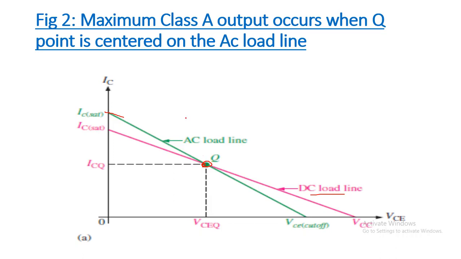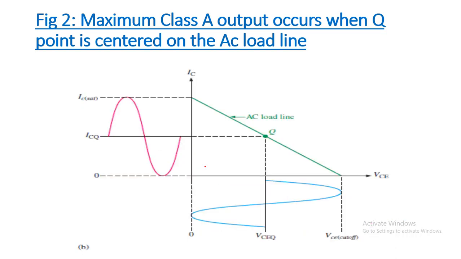So it means that this is the maximum class A output when the Q point is centered at the AC load line. Whenever this Q point is shifted in the upward direction or the downward direction, it always compromises on the efficiency of the amplifier. So to have a more efficient amplifier, this Q point needs to be at the center of the AC load line.